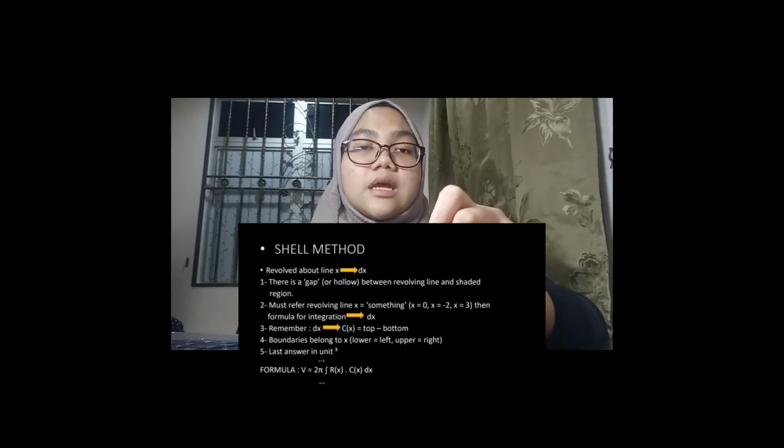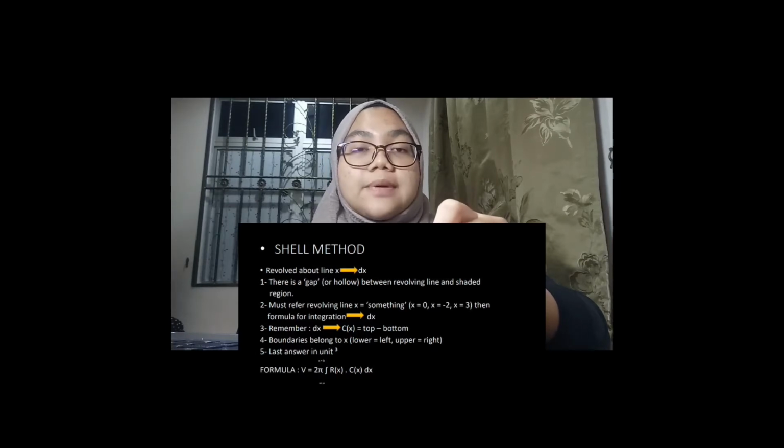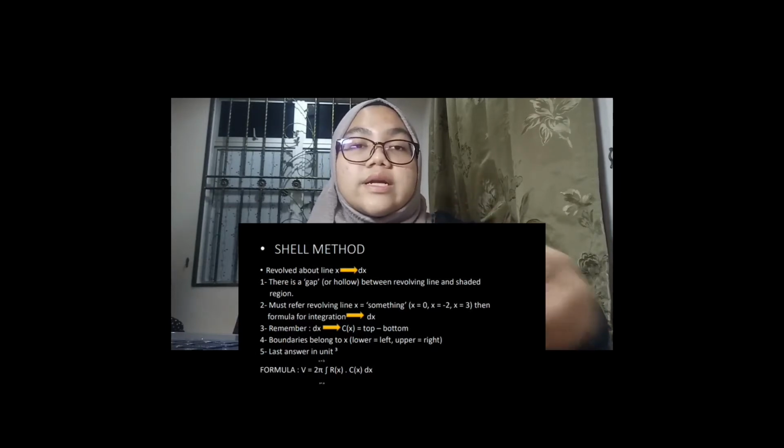In this shell method, we need to know that the boundaries belong to x if we use it for dx. The upper is for right, and the lower is for left. So how do we find the r(x) value? As you can see in this example, for the first one, if the shaded region is at the right of the revolving line, we must use x minus k, where x belongs to the shaded region and k belongs to the revolving line. It is different when the shaded region is at the left of the revolving line. We must use the formula r equals k minus x.